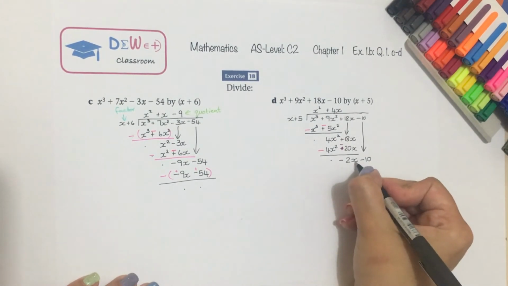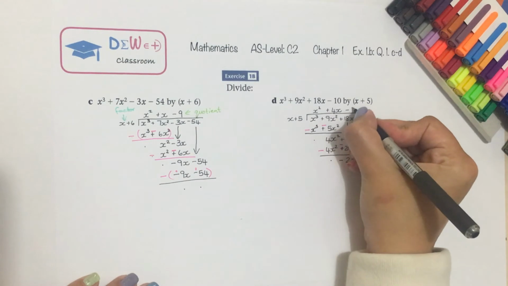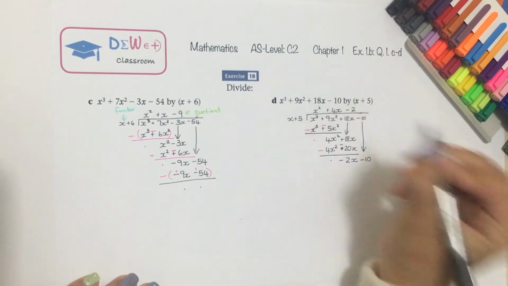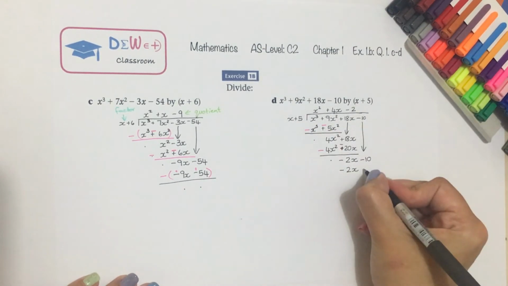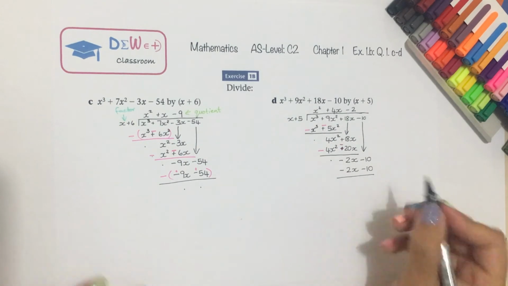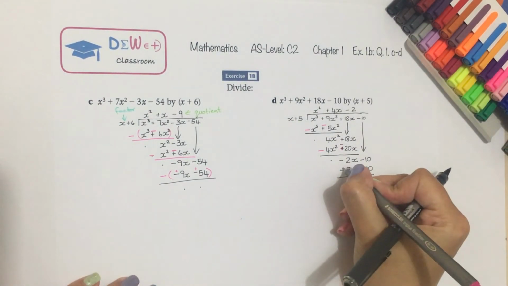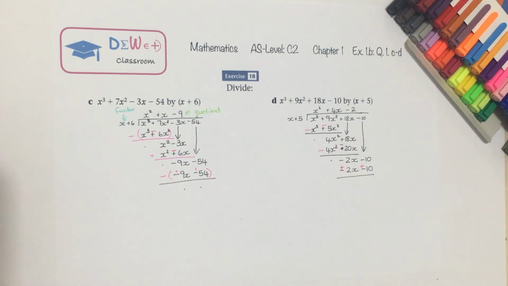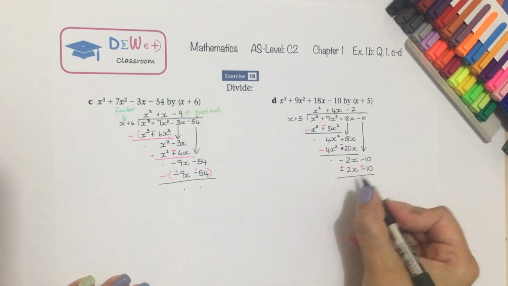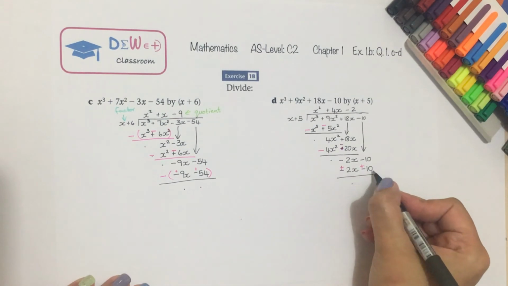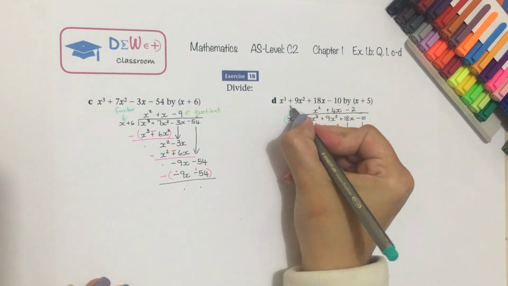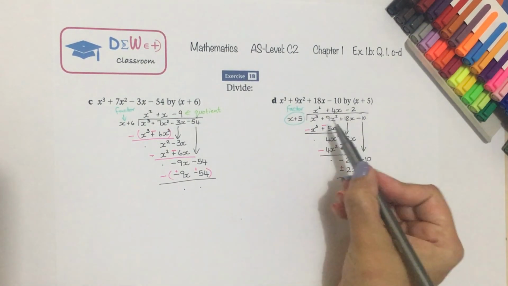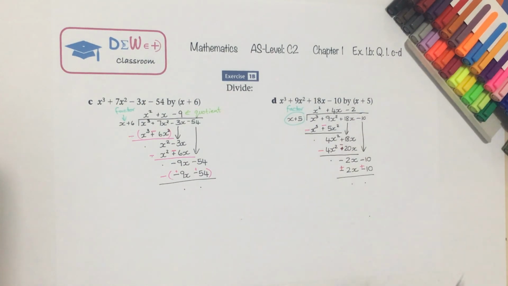Right, minus 2x divided by x gives us minus 2. Minus 2 times x is minus 2x. Minus 2 times 5 is minus 10. We need to subtract them from one another, so we are going to change the signs. That's going to be a positive and that's going to be a positive. Minus 2x plus 2x is 0. Minus 10 plus 10 is also 0. So we can say that this x plus 5 is indeed a factor of the polynomial, and that part is called the quotient.